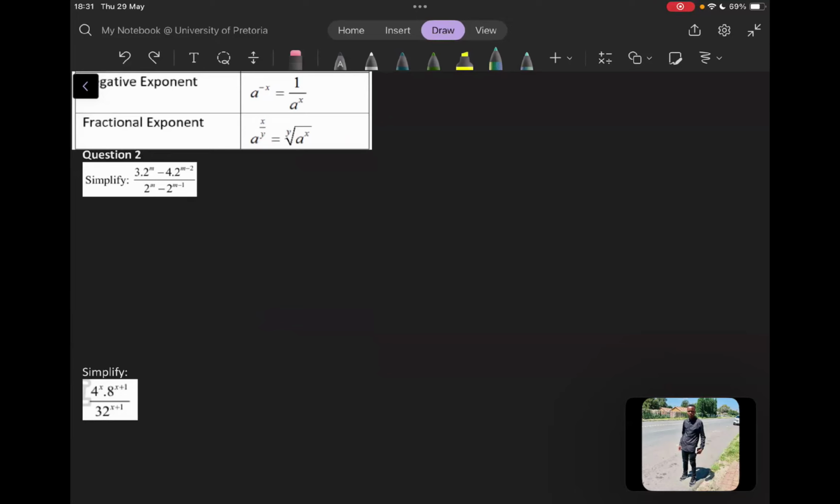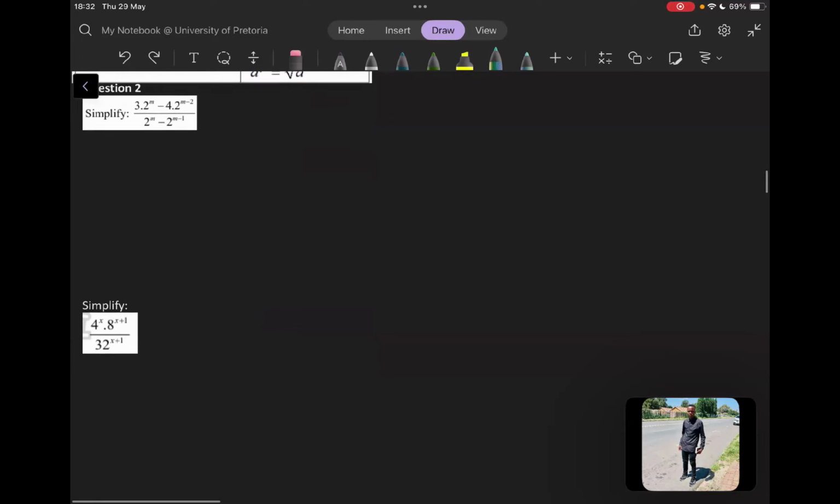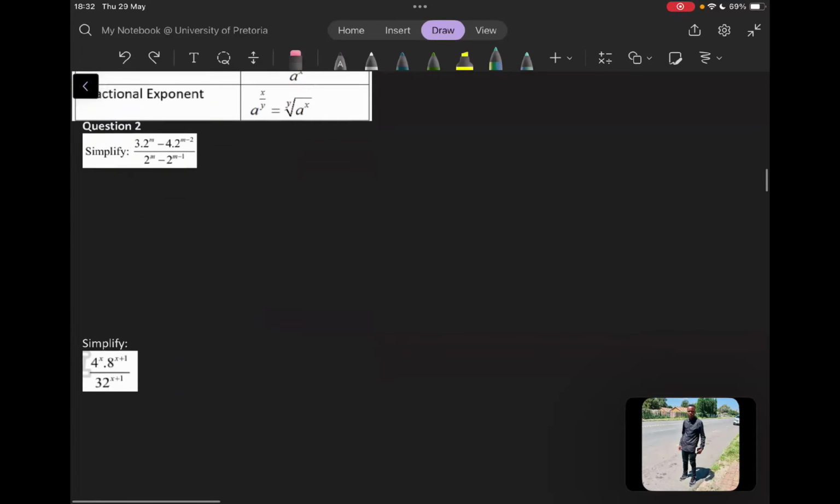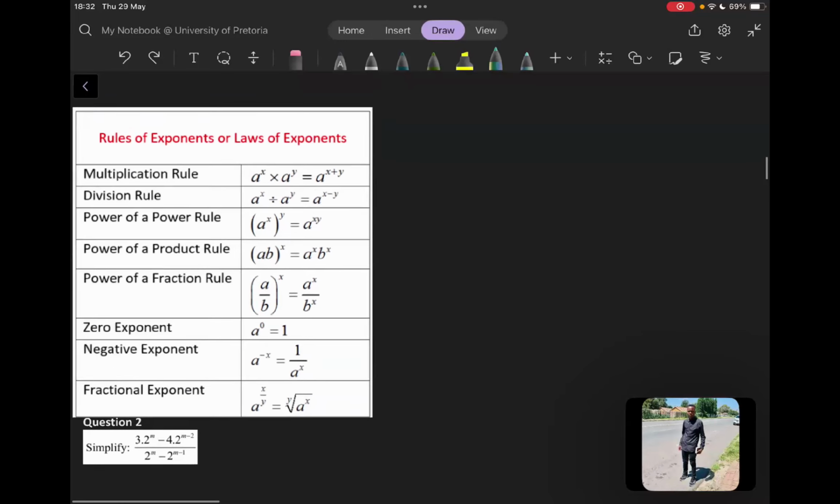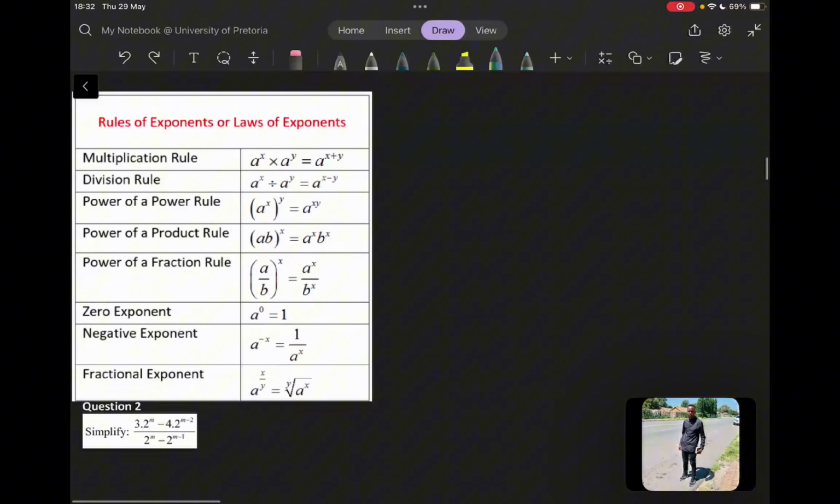Question 2 asks us to simplify this expression. I'm going to give you guys a minute or two to solve this, and I will then check in to see whether or not everybody knows how to work with the law of exponents. We're working on question 2, trying to simplify this expression over here.